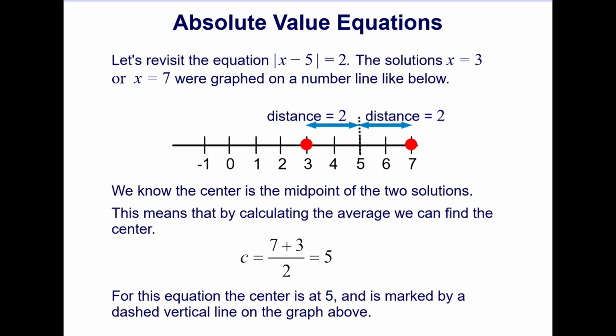Let's revisit the equation. Absolute value of x minus 5 is equal to 2. The solutions were x is equal to 3 or x is equal to 7, and were graphed on a number line like below. We know the center is the midpoint of the two solutions. This means that by calculating the average, we can find the center. C, representing center, is 7 plus 3 divided by 2, which is equal to 5, the average. For this equation, the center is at 5 and is marked by the dashed vertical line on the graph above.